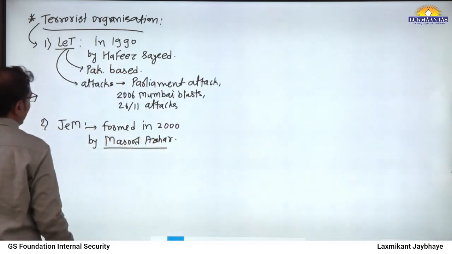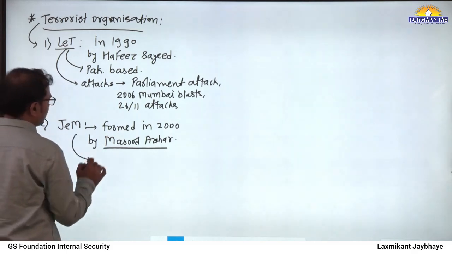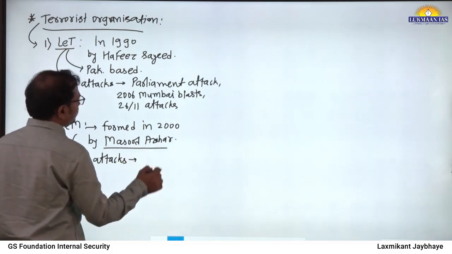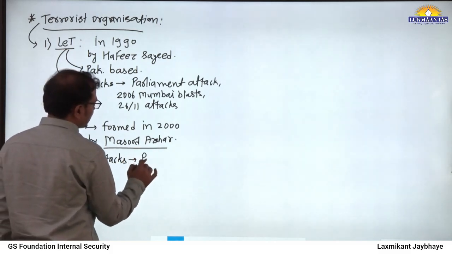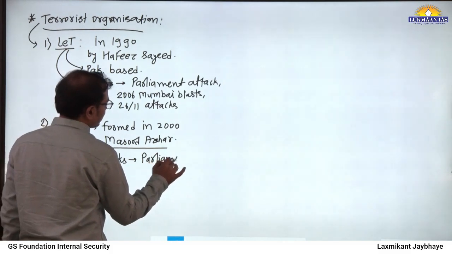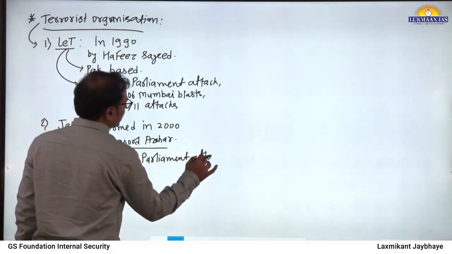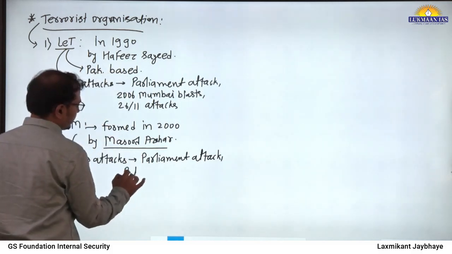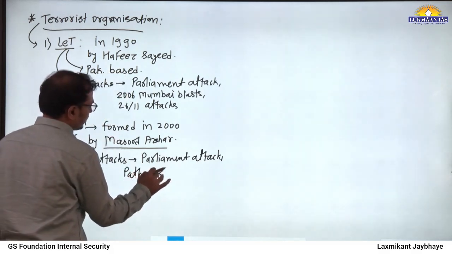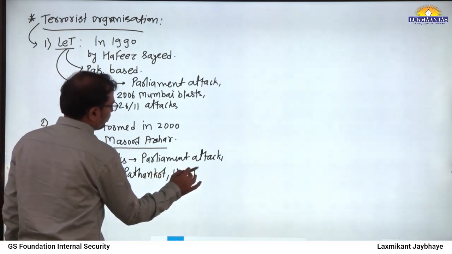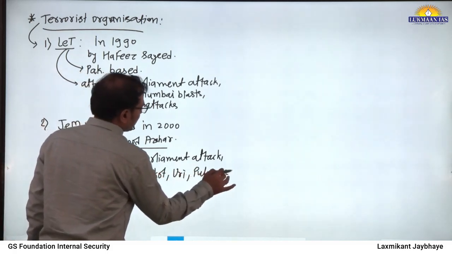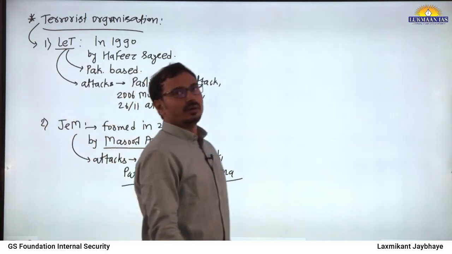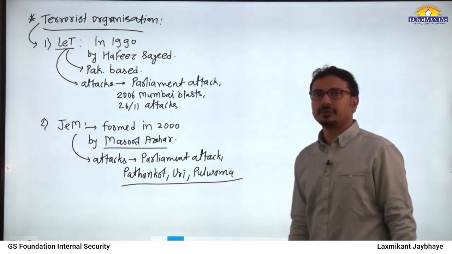Okay, and involved in attacks prominently in the Jammu and Kashmir region. It has carried out the Parliament attack along with Lashkar-e-Taiba. Then Pathankot, the Uri attack and Pulwama. Directly involved: Jaish-e-Mohammed.